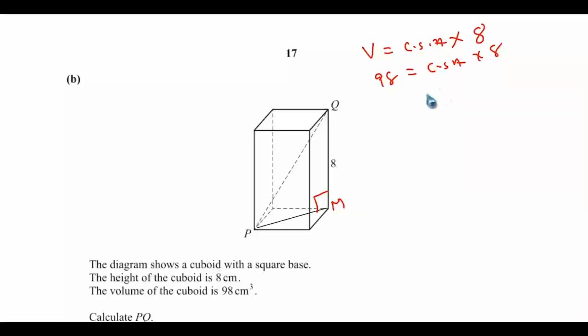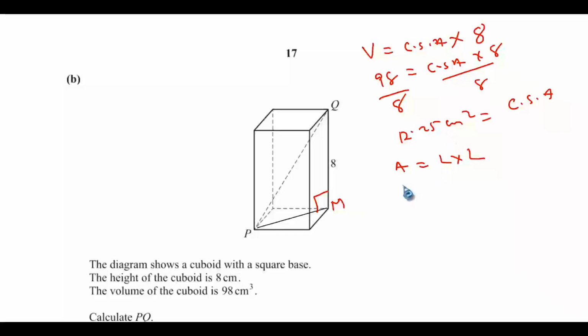Okay, so by dividing both sides by 8, that means the cross section area, which is the area of the square base, will be 12.25 centimeters squared. So that is the area of the square, or the cross section area. So since we know the area of this base now, don't forget that the area of a square equals to length times length. That means we can get the value of a length here.